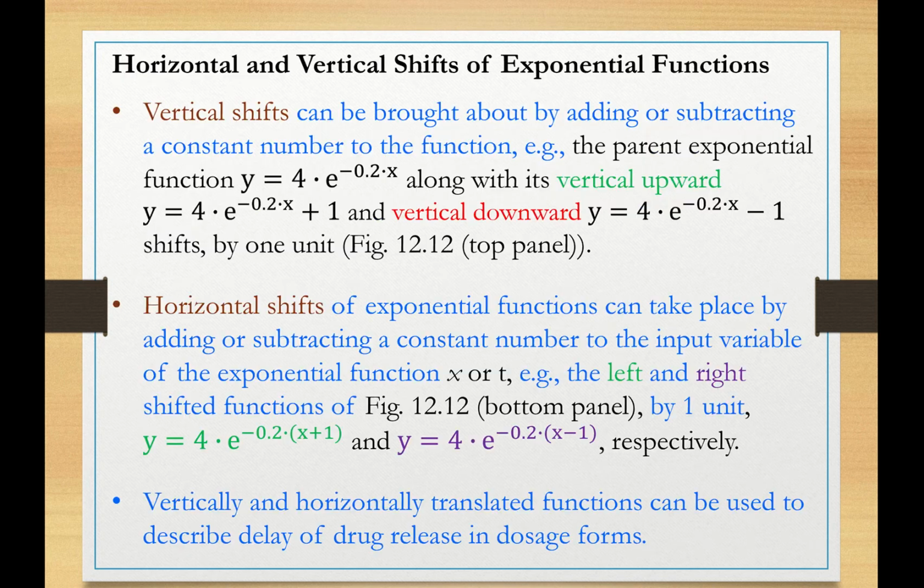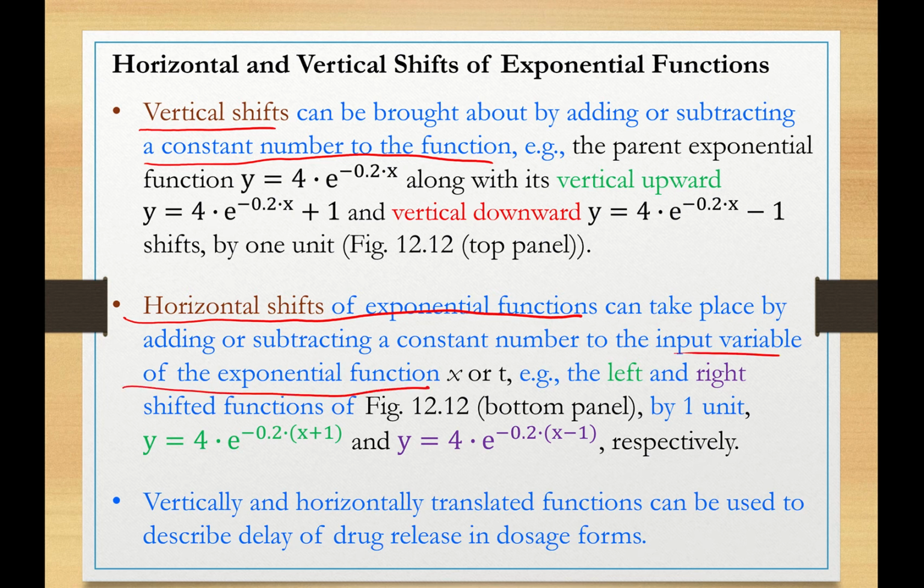dosage forms. Now, vertical shifts can be brought about by adding or subtracting a constant number to the function, whereas horizontal shifts of exponential functions can take place by adding or subtracting a constant number to the input variable of the exponential function. That would be x or t. So if the parent function is y equals 4 times e to the negative 0.2x, the vertical upward shift would be with a plus 1 into the function, whereas the vertical downward shift by 1 unit would be with a minus 1 into the function.